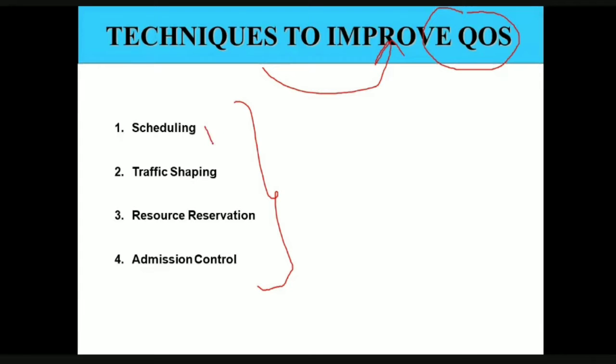The first one is scheduling. The second one is traffic shaping. The third one is resource reservation. And the fourth one is admission control. Okay. So let us first discuss scheduling.